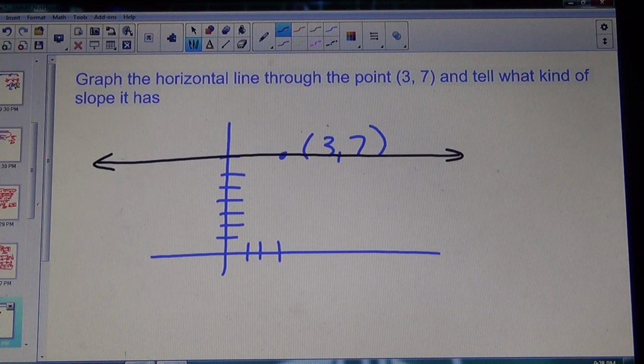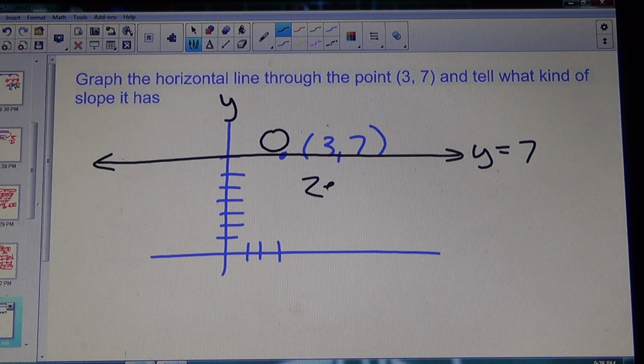There it is. If I wanted to label that line, it would be y equals, because it goes through the y-axis, so y equals 7. Alright, if I put a 0 on here, does that 0 stay or fall off? It stays, and since the 0 stays, that means it is 0 slope.